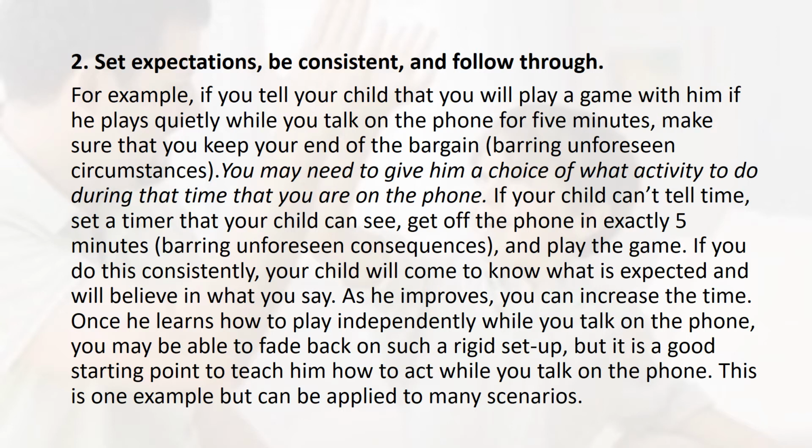Strategy number 2, set expectations, be consistent, and follow through. For example, if you tell your child that you will play a game with him if he plays quietly while you talk on the phone for 5 minutes, make sure that you keep your end of the bargain, barring unforeseen consequences. You may need to give him a choice of what activity to do during that time that you are on the phone. If your child can't tell time, set a timer that your child can see. Get off the phone in exactly 5 minutes, of course barring unforeseen consequences, and play the game.